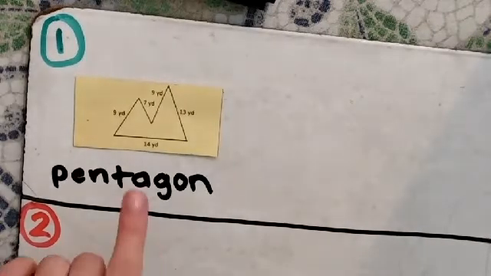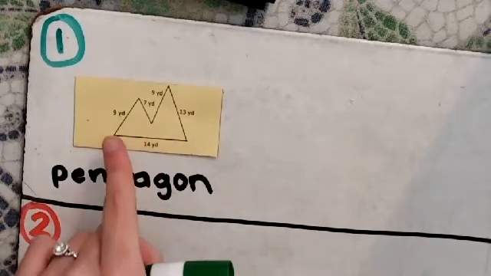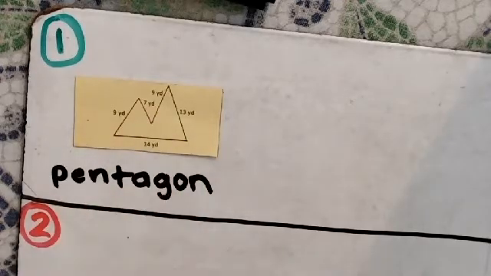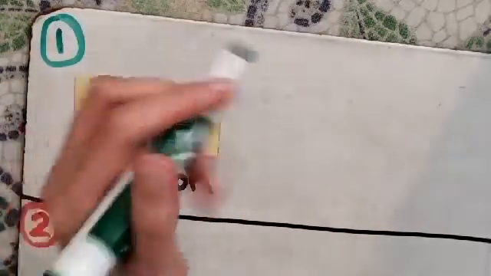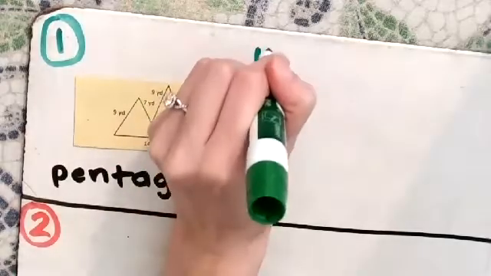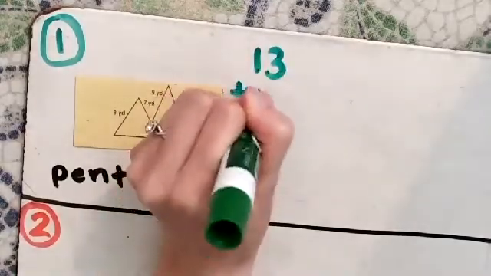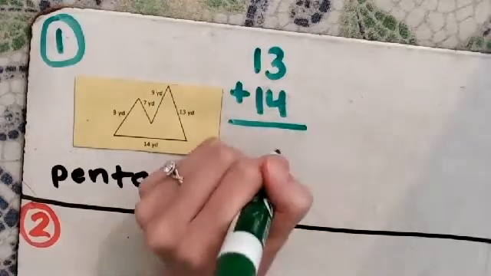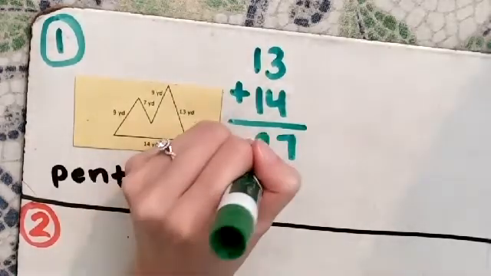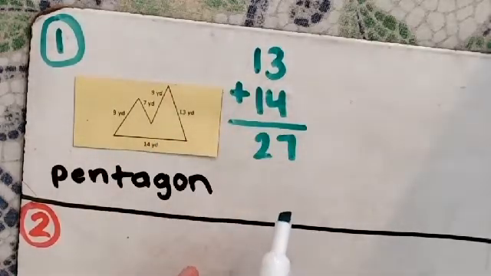We have 13, 14, 9, 7, and 9. You can add them in whatever order you want. I'm going to just start with the big numbers and move down to the smaller ones. So first I'm going to add 13 and 14. You should also do this as well. Okay, 13 and 14. I have a 7 over here. Okay, so I'm at 27 so far.